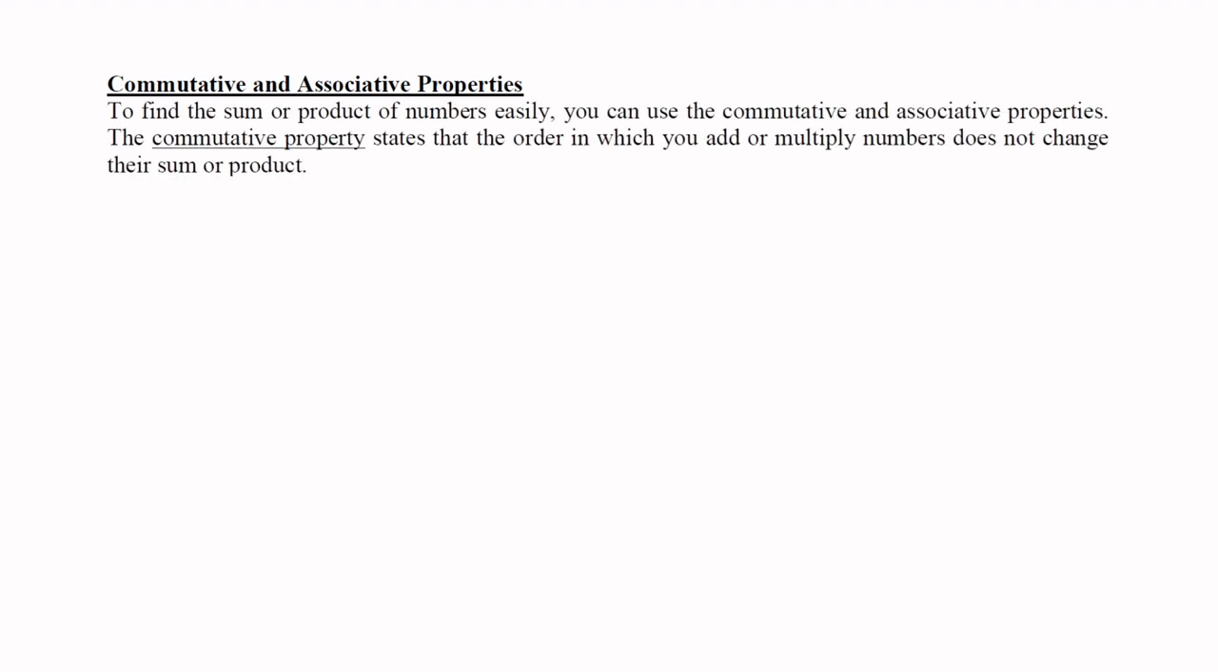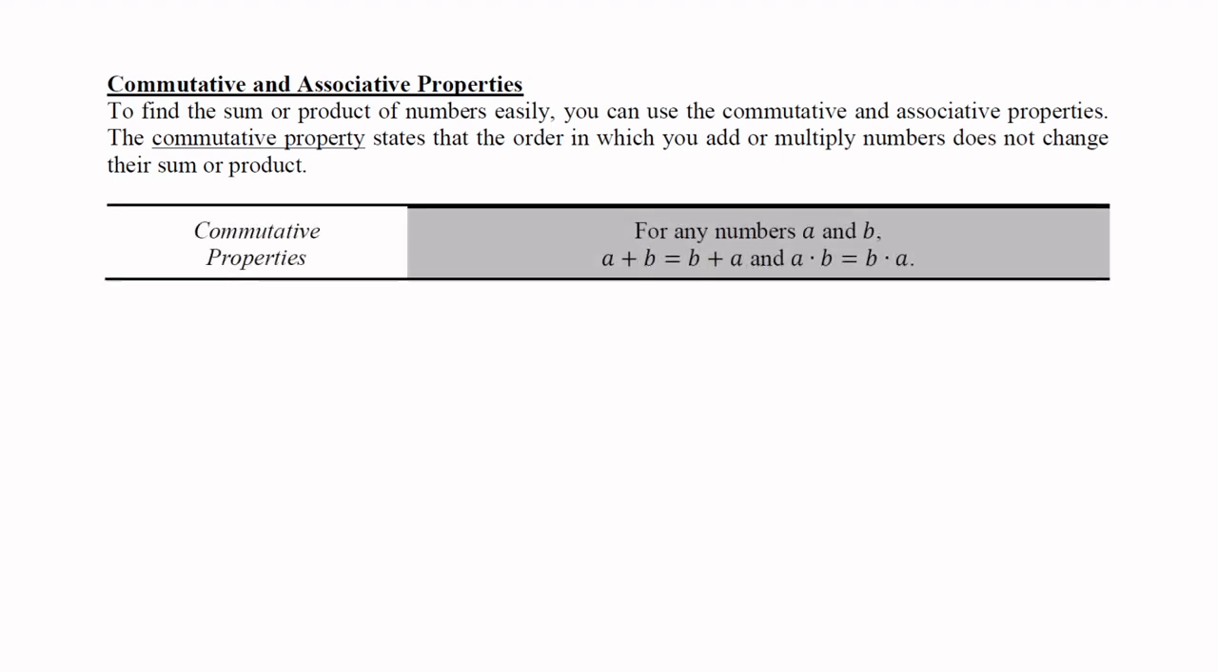Let's talk about a couple of other properties that are useful, starting with the commutative and associative properties. To find the sum or product of numbers easily, you can use commutative and associative properties. The commutative property states that the order in which you add or multiply numbers does not change their sum or product. So here, a plus b is the same as b plus a. Same with multiplication. a times b is the same as b times a.